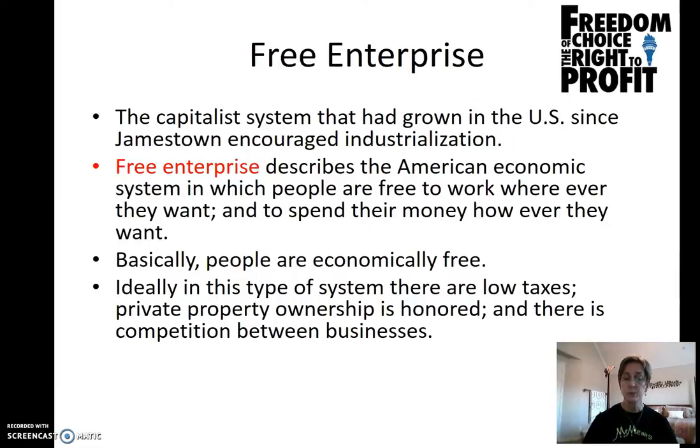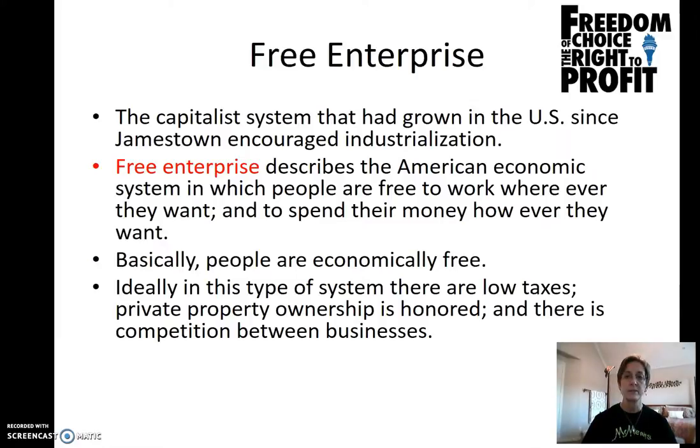And ideally, as the last bullet point, in this type of system, there's low taxes and private property ownership is honored. And there's competition between businesses. So if you have two different types of businesses that are spinning fiber into thread, and then you have businesses that need to buy that to weave it into cloth, the person who gives the best price is the one who's going to win. All right. And the other part of that is that people should be free to spend their money how they choose to. You shouldn't be told how you're supposed to spend your money. That's the other part of free enterprise.